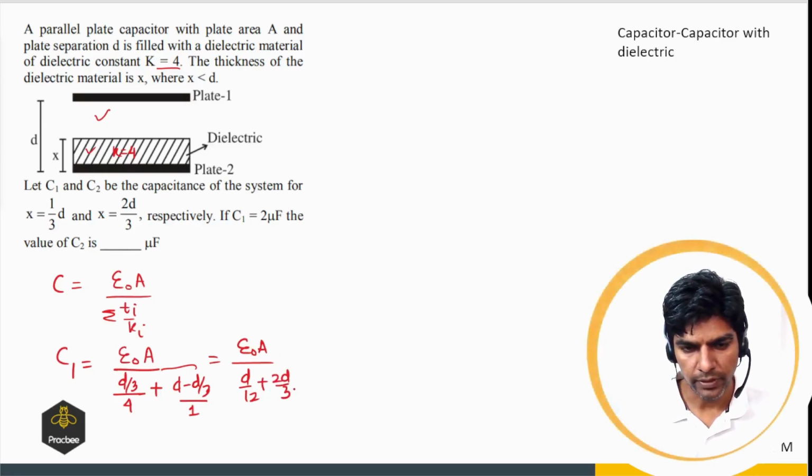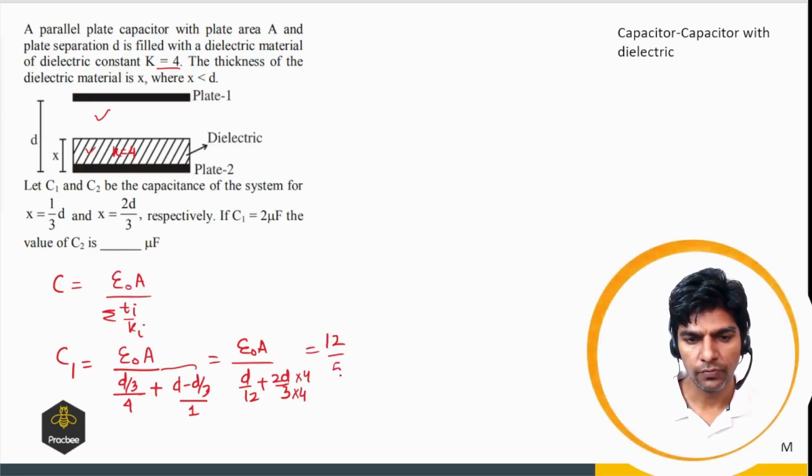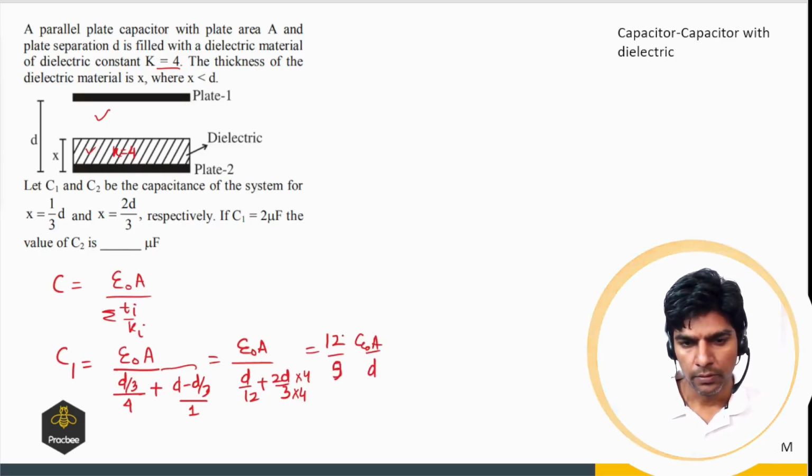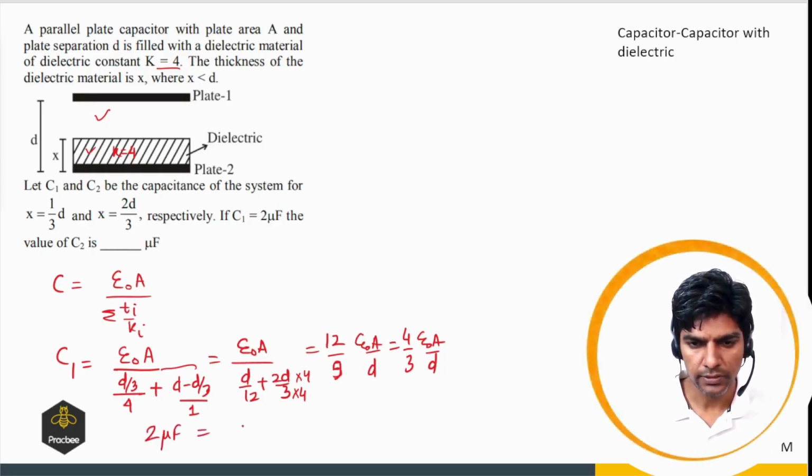So it comes out to be epsilon naught times A divided by d by 12 plus 2d by 3, and if I multiply this with 4, we are getting 12 upon 9 epsilon naught A by d, which can be written as 4 by 3 epsilon naught A by d, right? So that is C1, and C1 is given as 2 microfarad. So 2 microfarad is equal to 4 by 3 epsilon naught A by d.